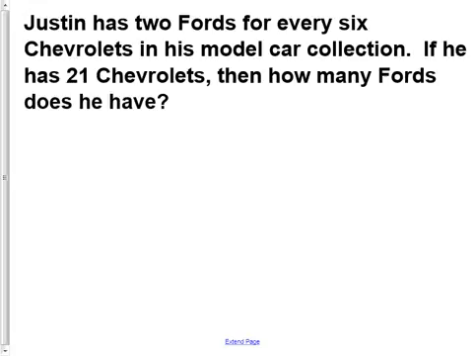Take a moment to pause and try this your way, and then we'll look at it. All right, you could have chosen any of the models we've done so far. I probably would solve this one using a bridge map, which I'm going to use to do equal ratios. So I know Justin's ratio is 2 Fords for every 6 Chevrolets in his model car collection.